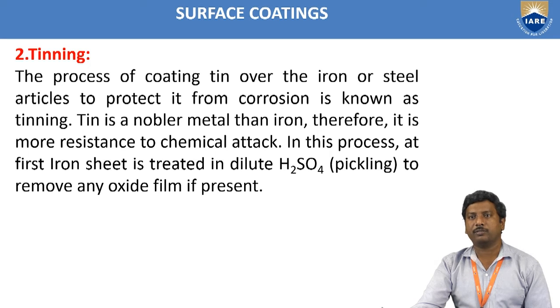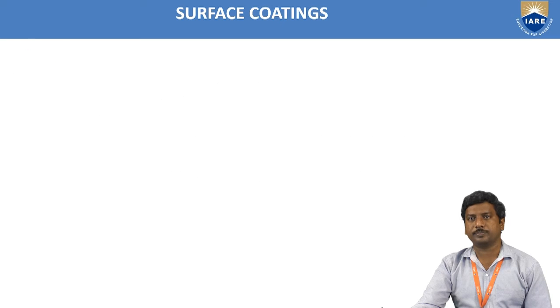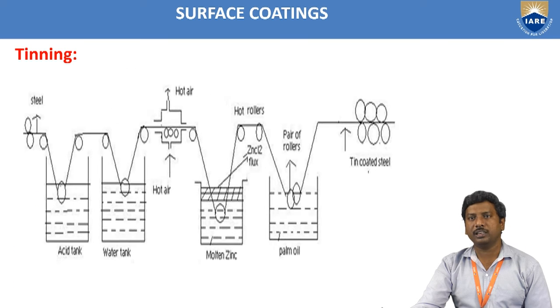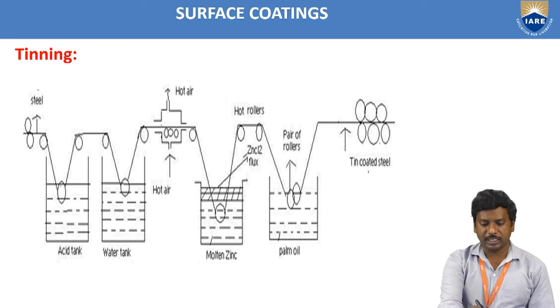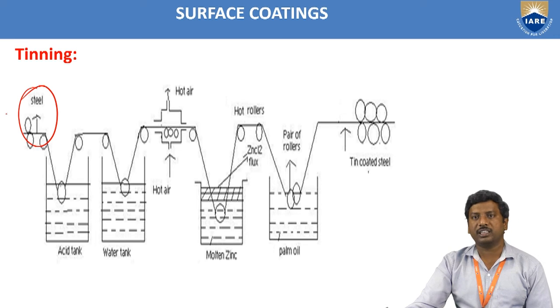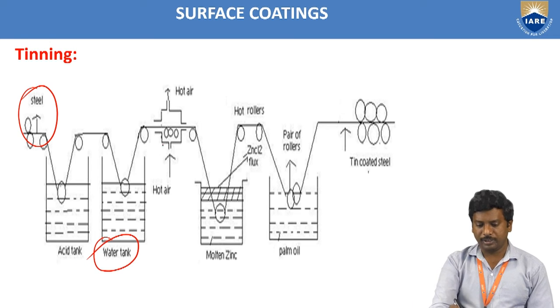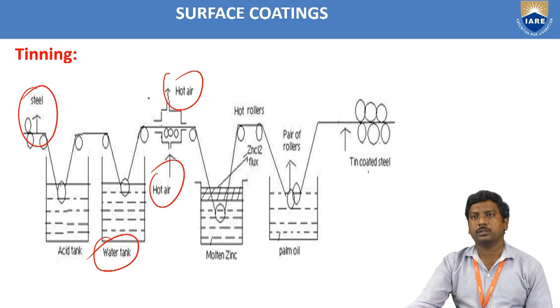In this process, at first the iron sheet is treated in dilute sulfuric acid, pickling, to remove any oxide film if it is present. That means in the tinning diagram, we see on the left side steel sheets present in the acid tank to remove any impurities. After that it will go to the water tank. After that it will be dried in a hot air oven. There are two openings, one is the hot air inlet and the other the hot air outlet.